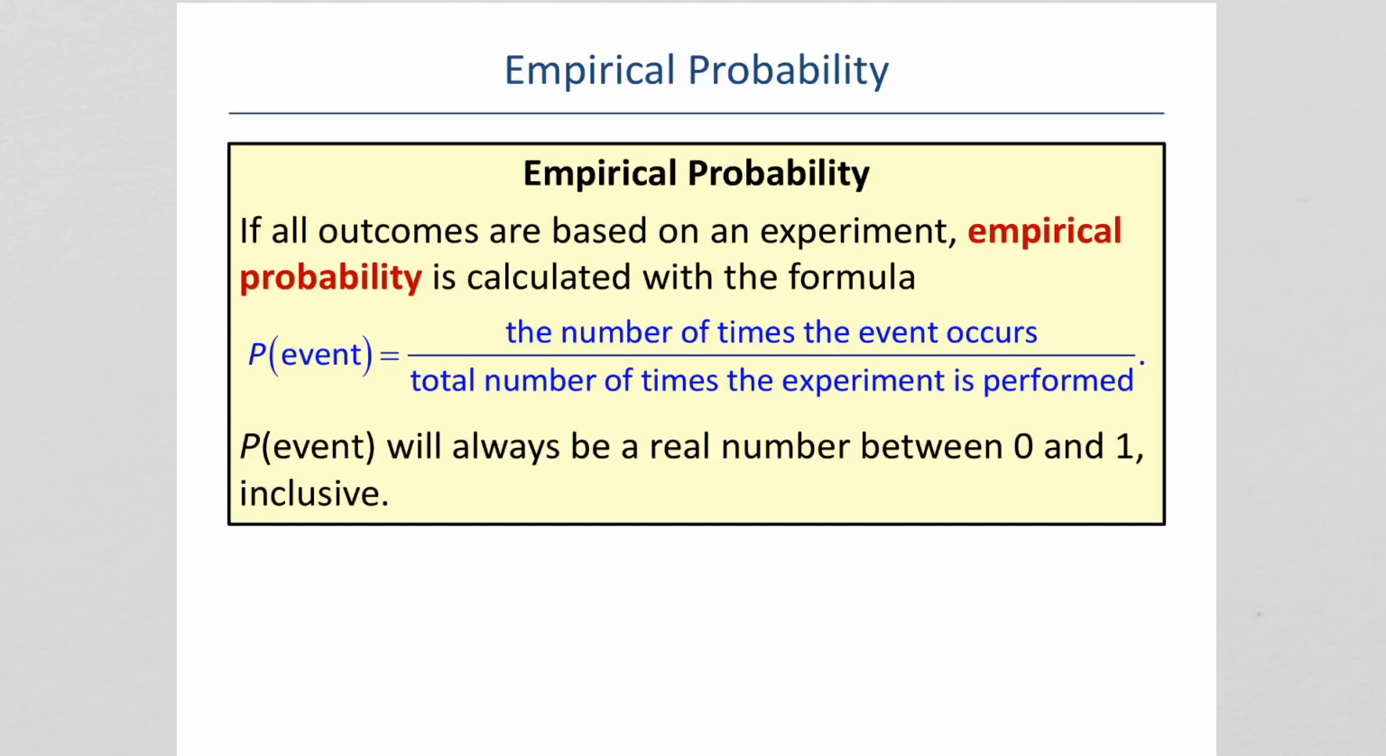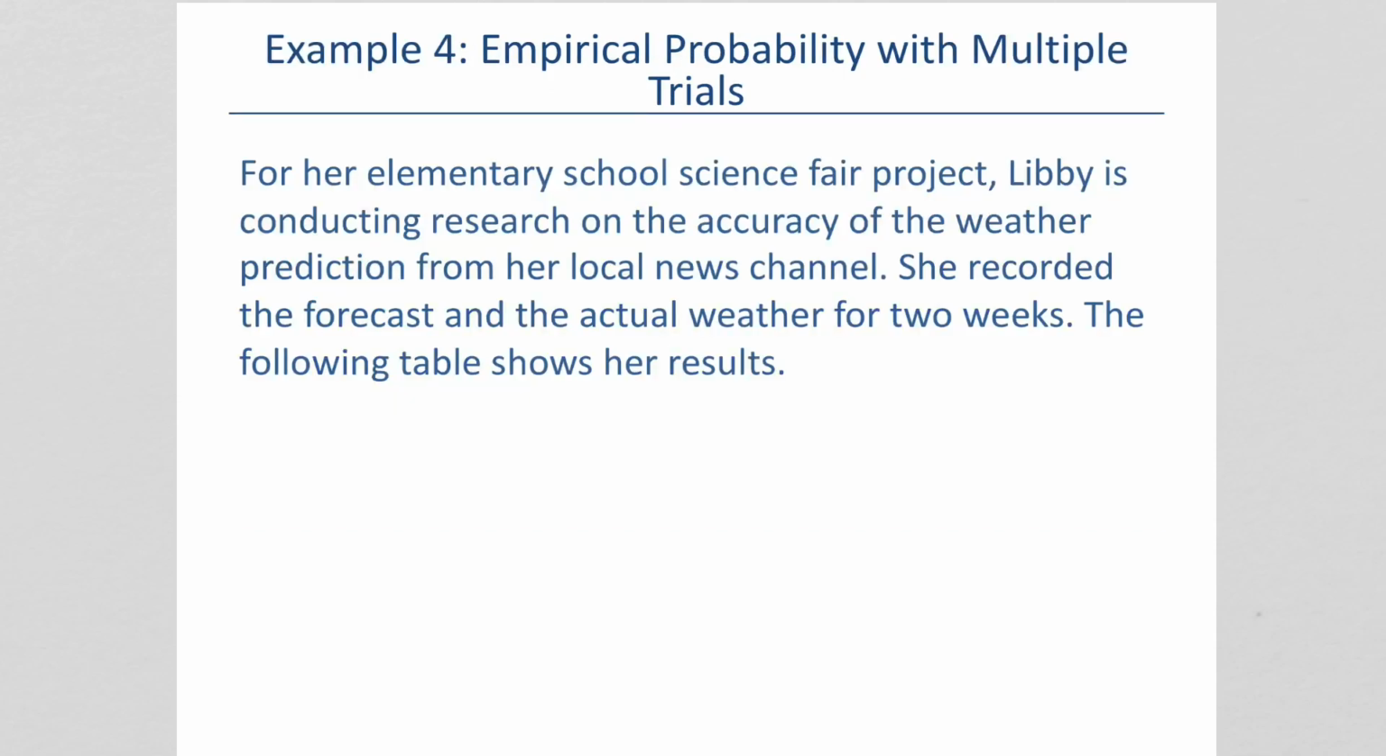Empirical probability is the number of times an event actually occurs over the number of times the experiment is performed. So with empirical probability, most of the time you're looking at an experiment that has been performed. The first one, classical probability, that's sometimes called theoretical probability, is based on theory. It's what you expect to happen. Empirical is based on something that you've actually performed to try out.